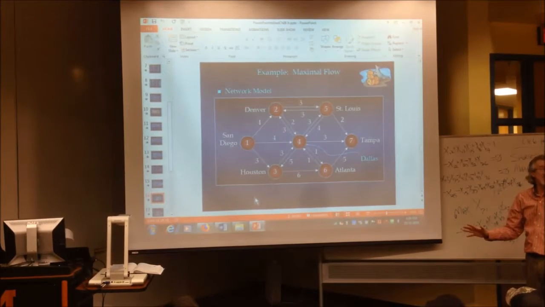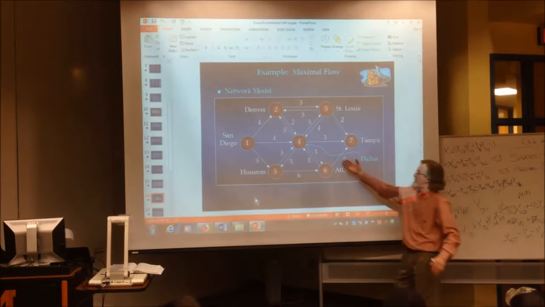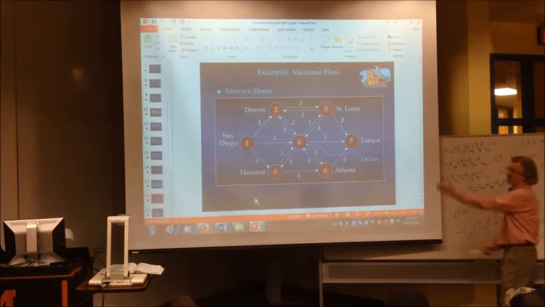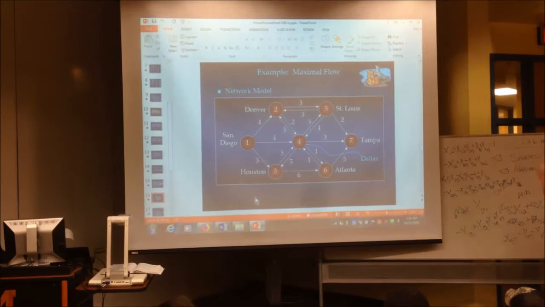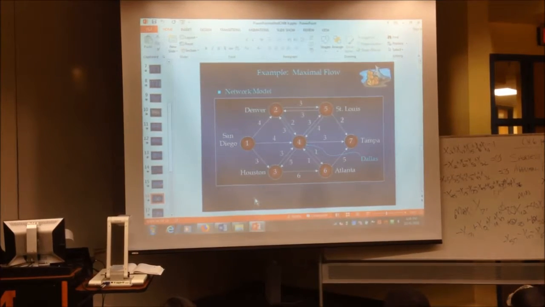But this is the first time you're about to see a constraint from an arc. Let's go grab an arc there. Let's look at the one from 1, 2. You see the number 4 on it? Here's how you write the constraint. X 1, 2 less than or equal to 4.